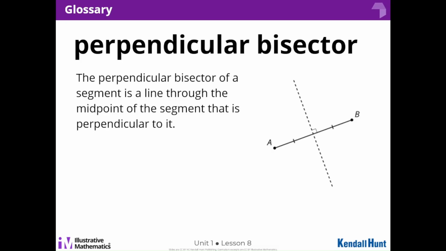Next, we have perpendicular bisector. The bisector part of this means that it cuts a line segment exactly in half. The perpendicular part means that it does so at a 90-degree angle. So as you can see in this example, we have line segment AB. The dashed perpendicular bisector cuts it in half and it cuts it in half at a 90-degree angle.